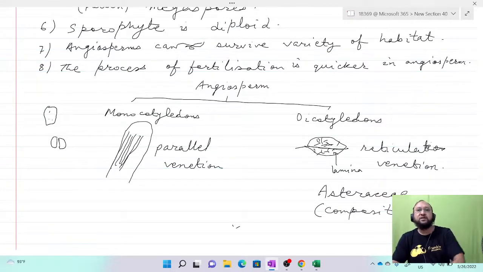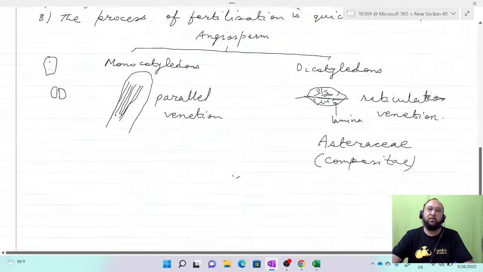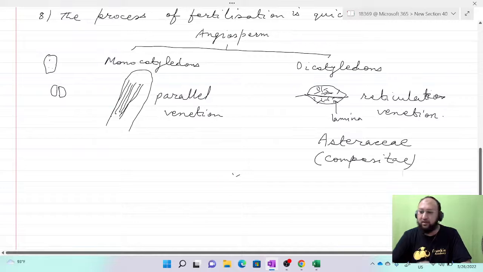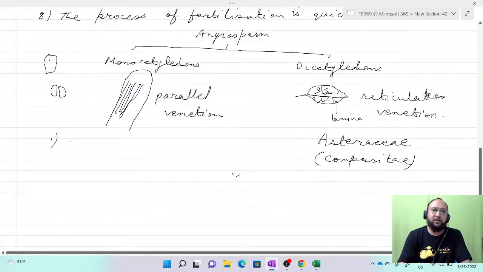So these are the two main divisions of the angiospermic plant, monocotyledonous and dicotyledonous. Now we will come to the other important features that we have. I told you the first one is the single cotyledon. Number two, parallel venation.